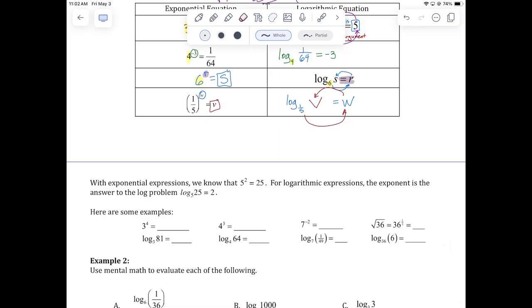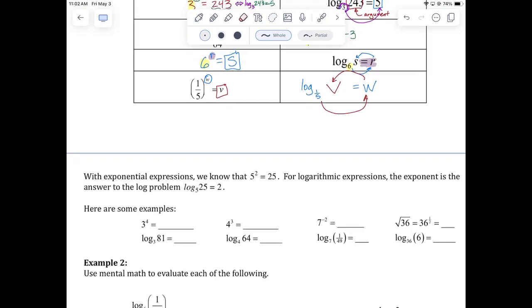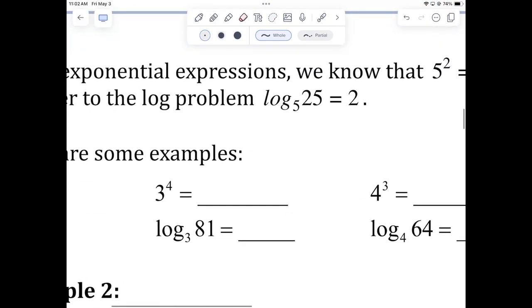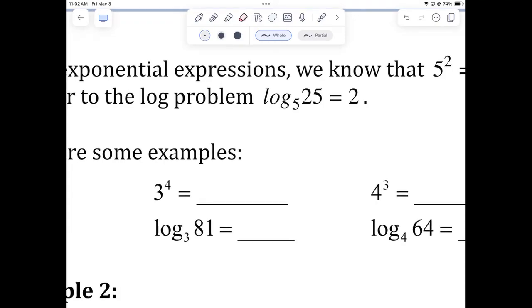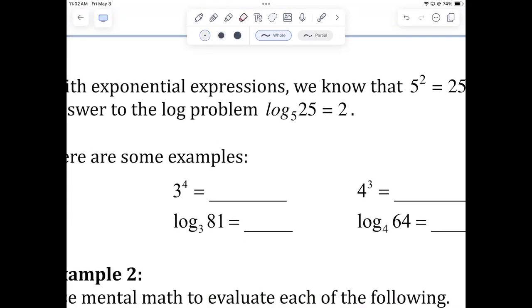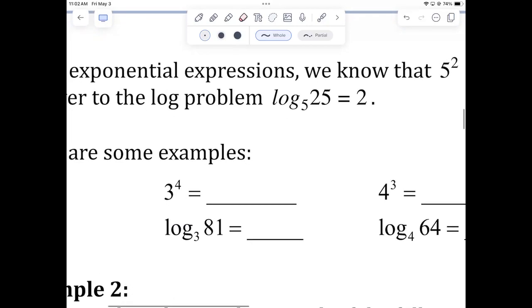All right. With the exponential expressions, we know that 5 squared equals 25. So we know log base 5 of 25 equals 2. Here are some examples. So let's do these rapid fire. What's 3 to the 4th? 81. Okay. So guess what log base 3 of 81 is? 4. Yeah, they mean the exact same thing. Log base 3 of 81 is 4.